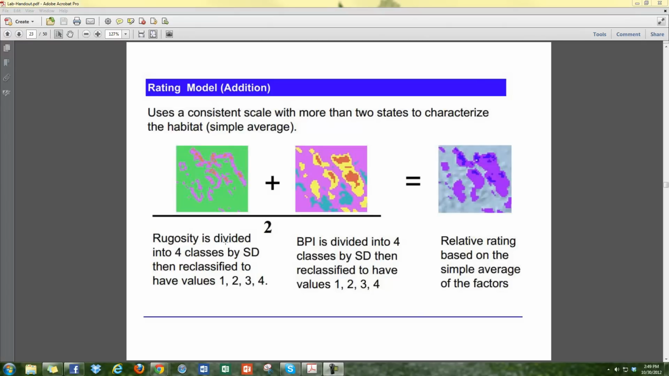Rating models work kind of the same, but you're going to divide by the number of parameters you have to get a simple average. This way you can have all your values between 0 and 1, where 1 is the best and 0 is not. This is something that you can use to have a simpler communication of the different values, based off of rating.